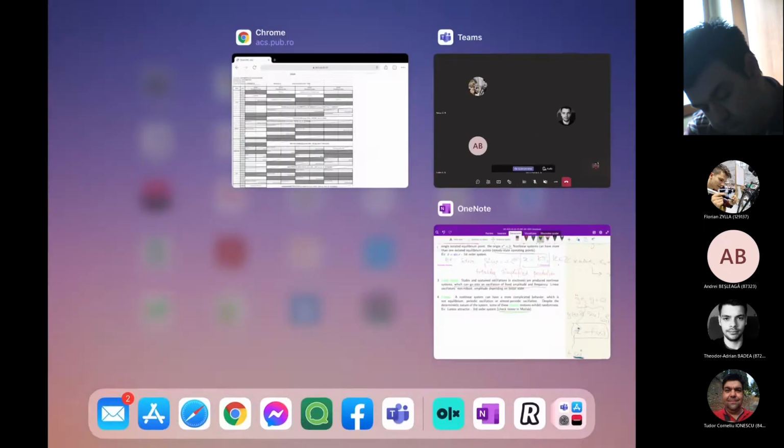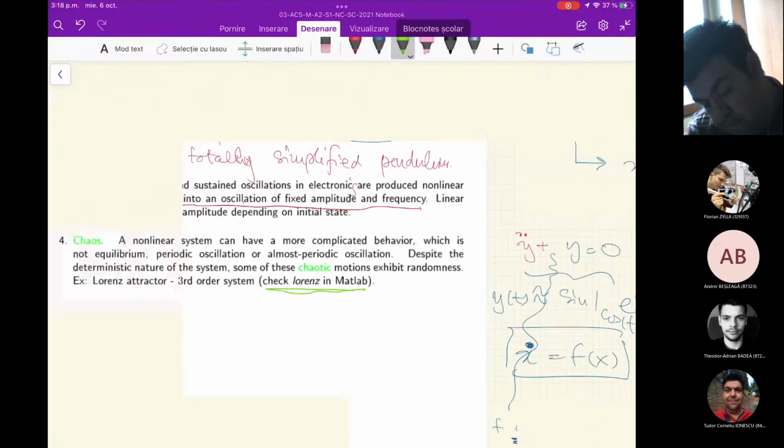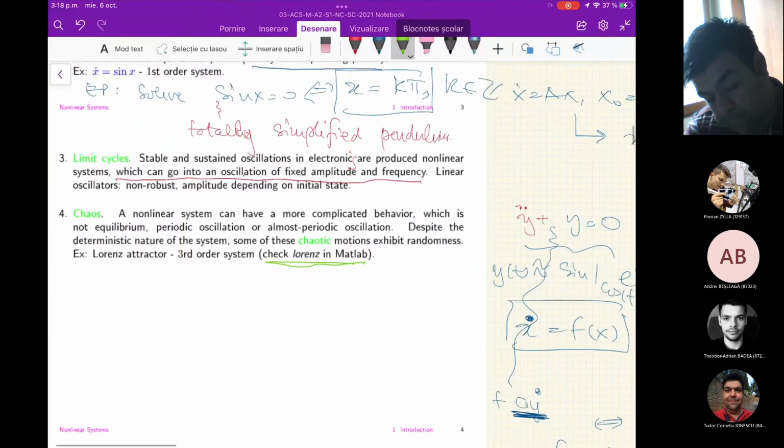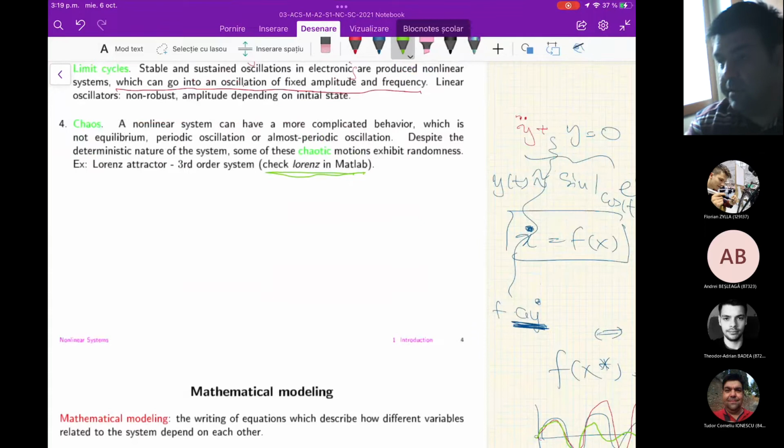Where were we? We were here. Okay. So we have the Lorentz attractor. Let's see if I can find, I'm sure I can find in my materials the equations for this guy. Okay, so right, classes. Let me try to show you the model.